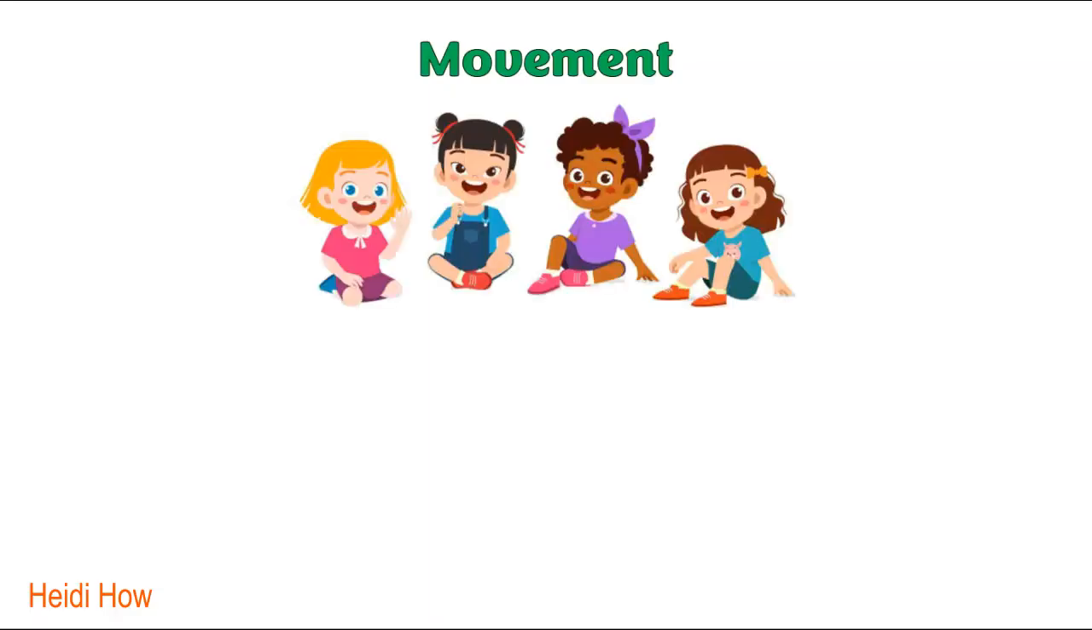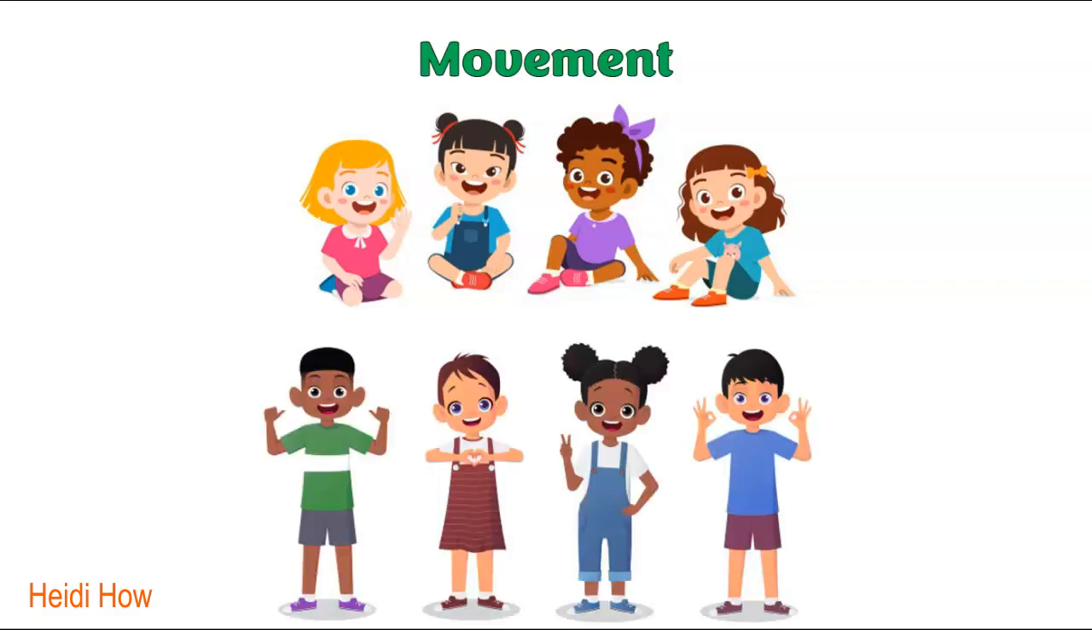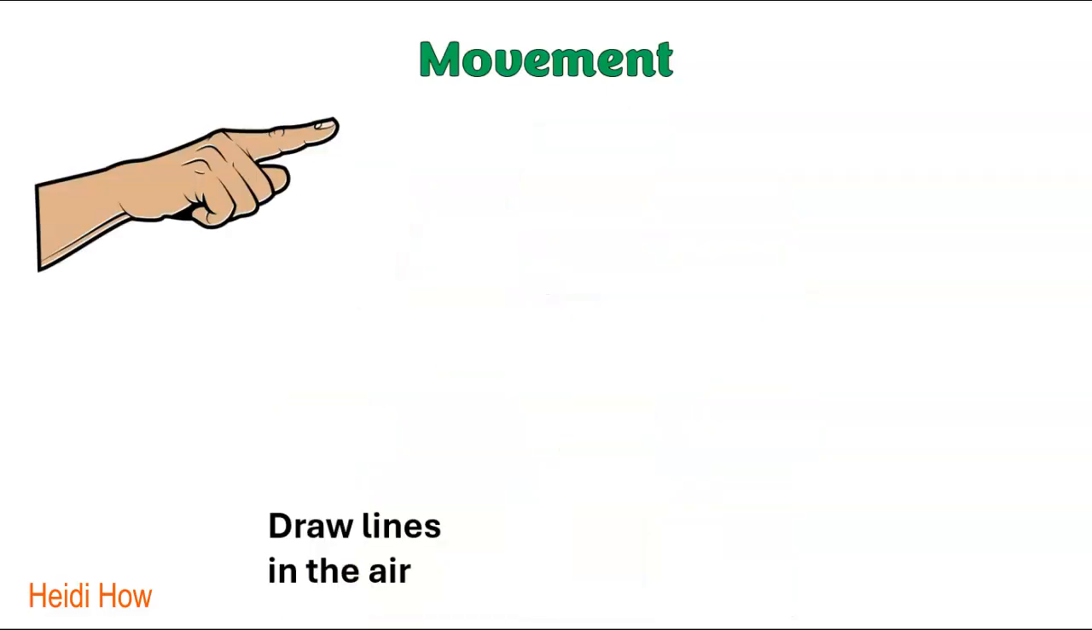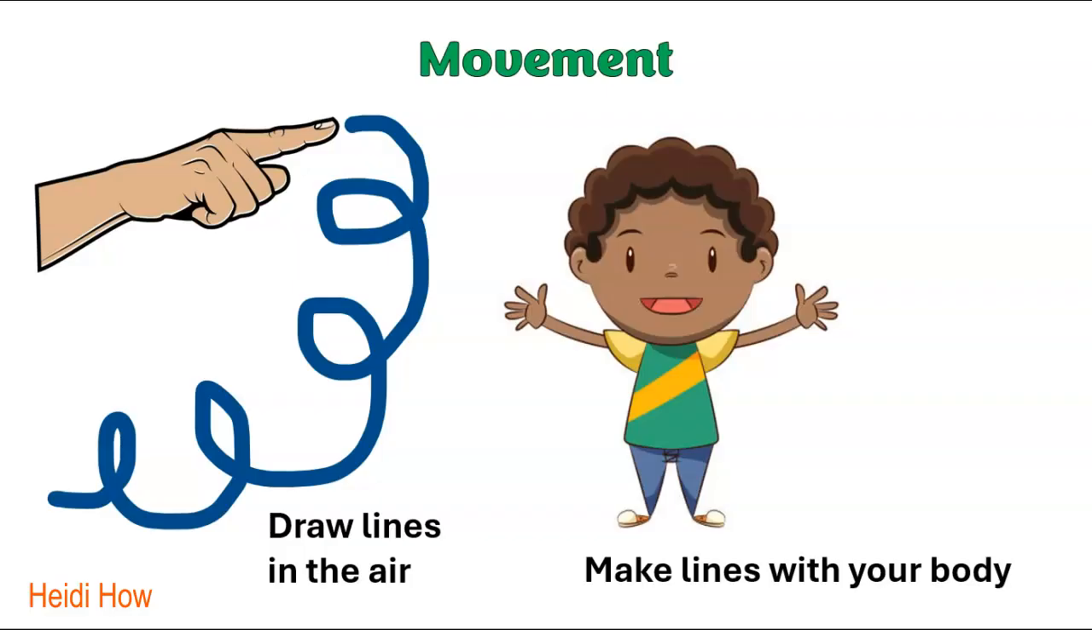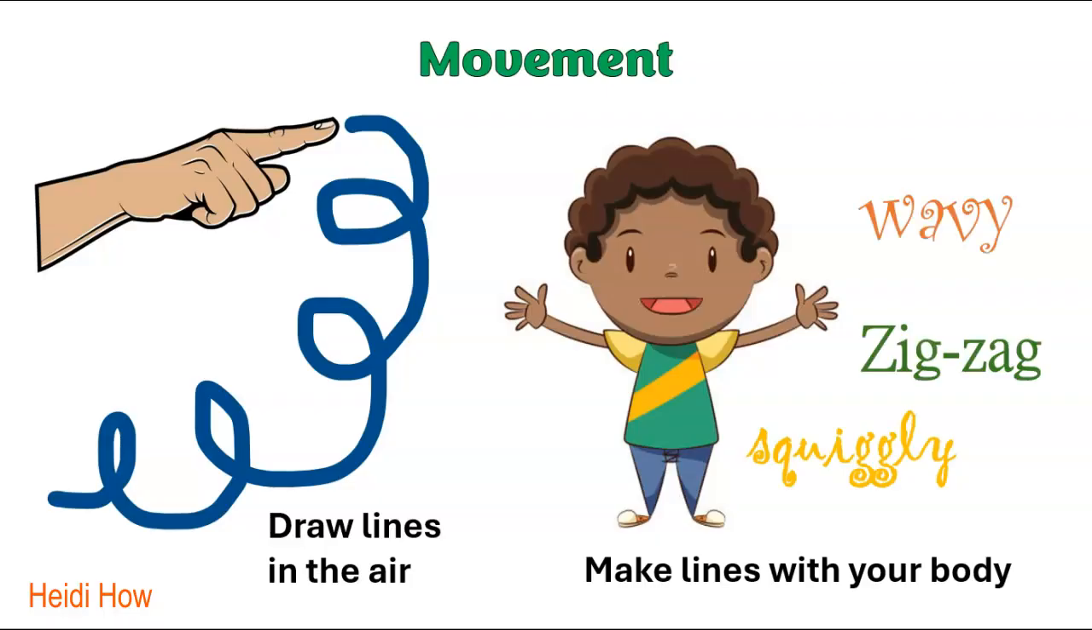Next, we're going to do a little movement because sitting still is hard. You can do that movement sitting right on the floor or in your seats, or if you've got a little more room and a little more time, you can get up, stand up, and move around the room. First off, draw lines in the air. Straight lines, wiggly lines, zigzag lines. Fun for everyone. Stand up, move your arms. Make lines with your body. Do a little dance. Can you make your arms and legs squiggly? How about a zigzag? Can you be wavy? Let's see how straight you can stand.